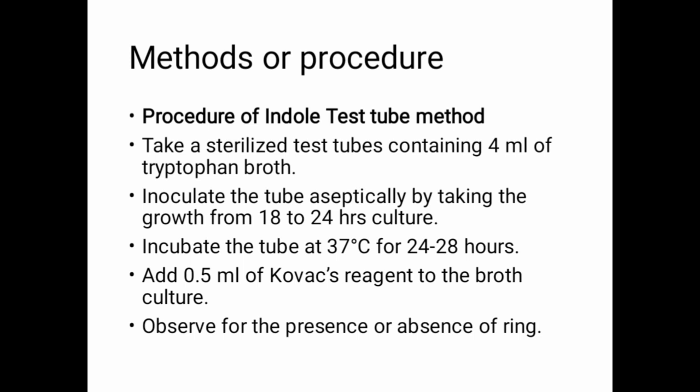Add 0.5 ml of aqueous reagent to the broth culture and observe for the presence or absence of a ring. In a previous slide we discussed the tube method of the indole test. A colorful, red ring is produced on the top of the broth when indole is found in the culture medium.